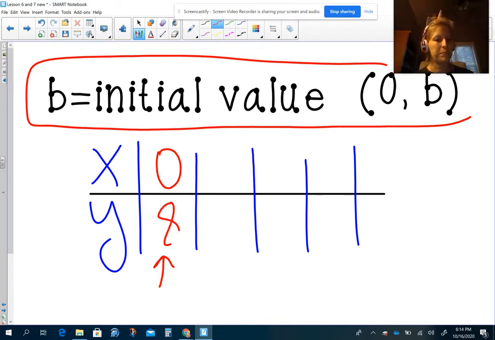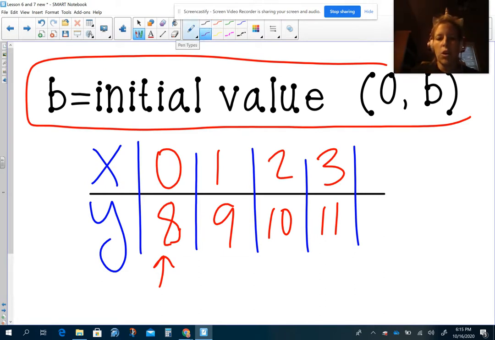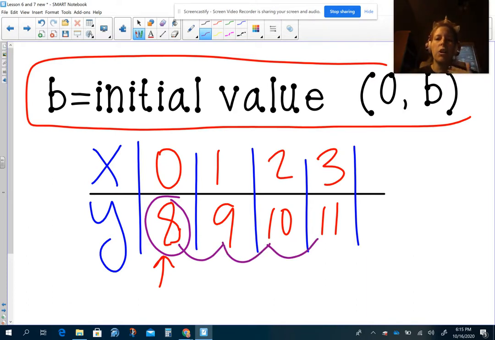What's your initial value? Okay, so if I went up like this, notice, what are we starting with? We're going to start with 8 before we start adding 1. That is where our initial value comes in. What do we start with before we use our rate of change?